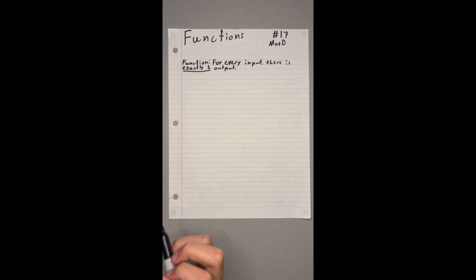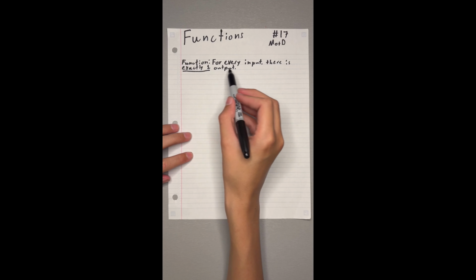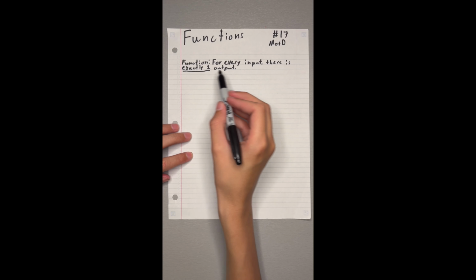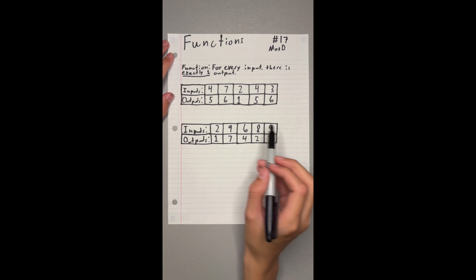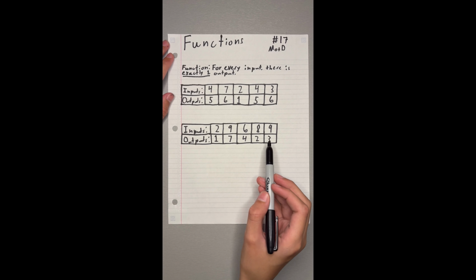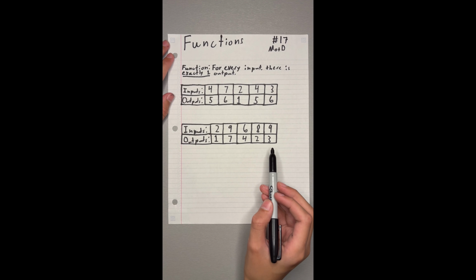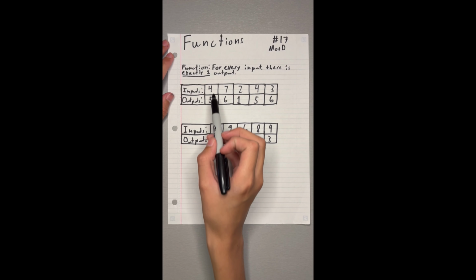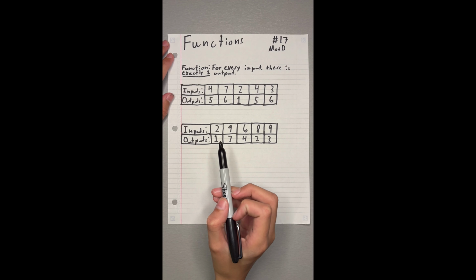First, let's define what a function is. A function is defined as for every input, there is exactly one output. Let me explain. Here, we have these two tables. The top rows represent the inputs, and the bottom rows represent the outputs. To define these tables as functions, there should be exactly one output per every input. Let's test if these tables are functions.